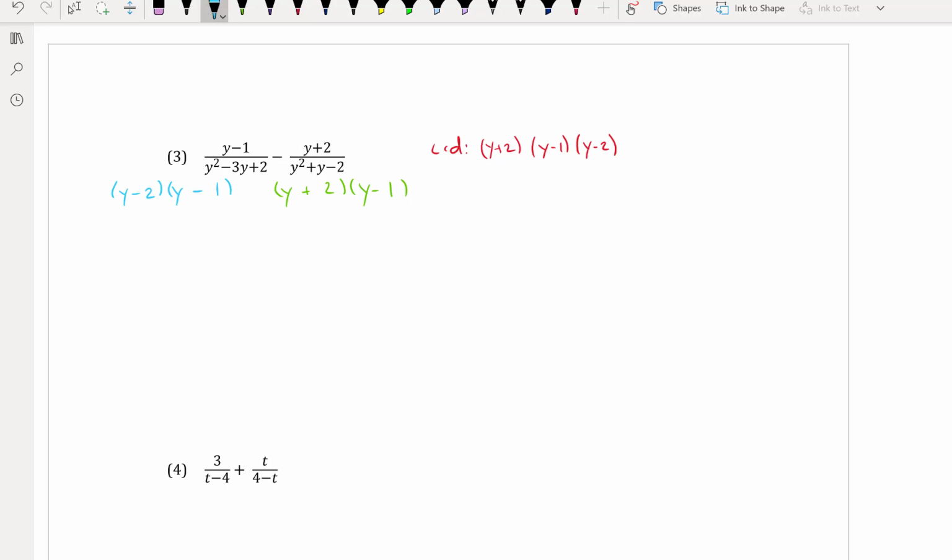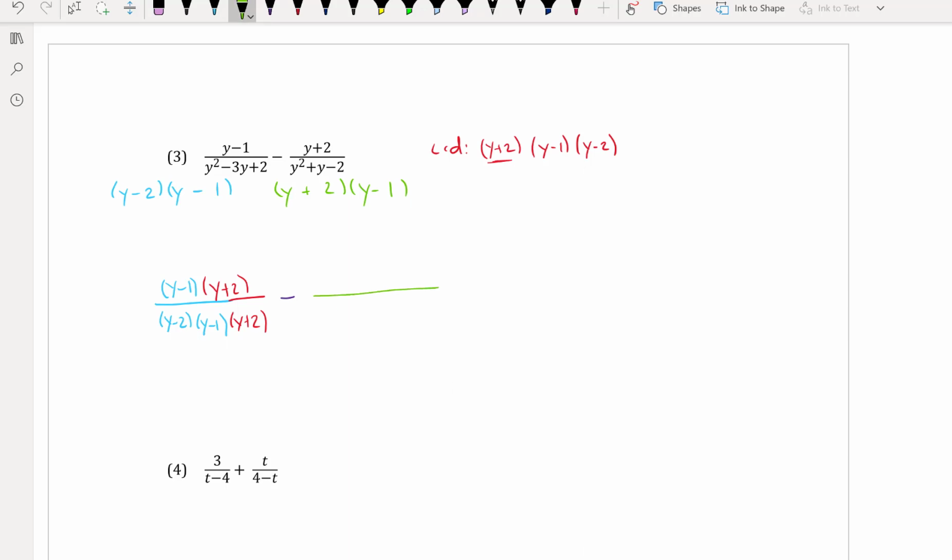So for that first fraction, I have y minus 1 to begin with. And in my bottom, I have y minus 2 and y minus 1. So what am I missing from the denominator from my LCD? So I have the y minus 2 and I have the y minus 1, but it looks like I'm missing this y plus 2. Whatever I'm missing in the denominator, I also write in the numerator. Okay, and then it's subtract my next fraction.